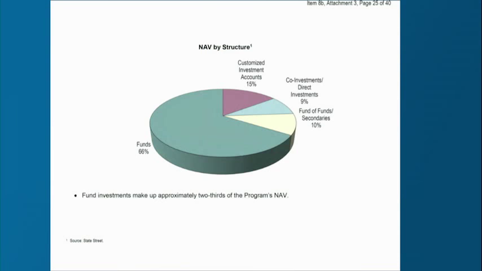So I had mentioned that net asset value by the structure, that funds remains the strongest and the largest part of the portfolio, and that the customized investment account is a smaller portion of that and has shrunk somewhat over time.